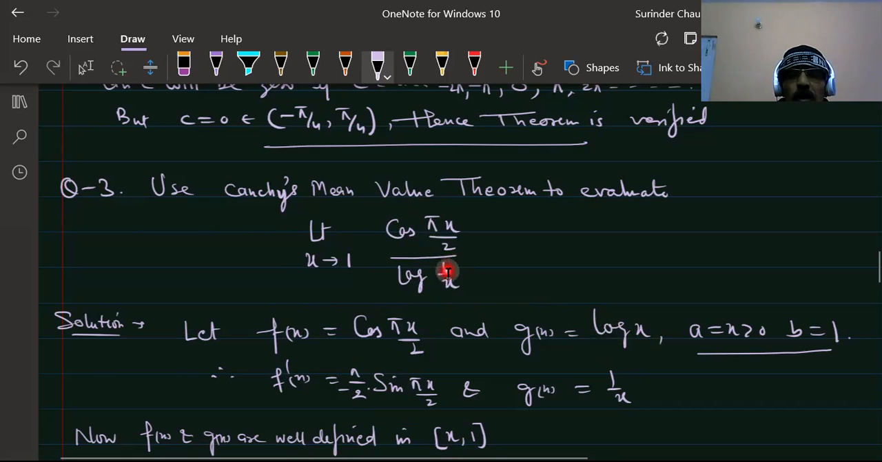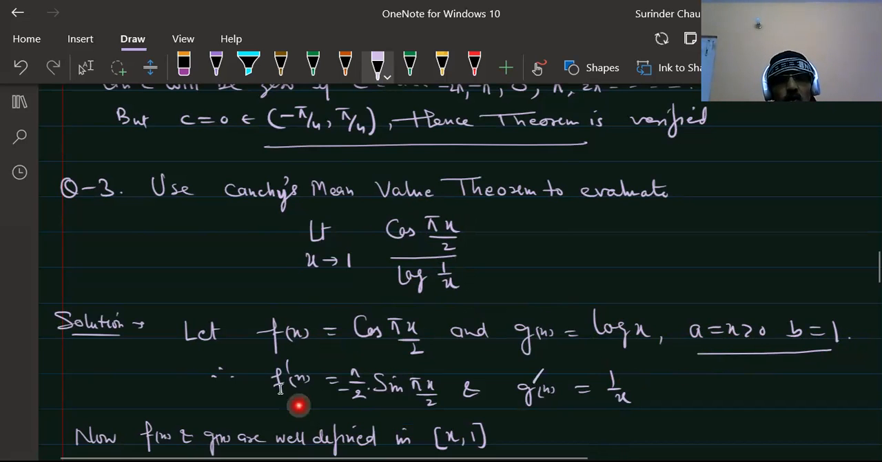So f(x) is equal to cos of pi x by 2 and g(x) is equal to log of x. Now the interval is x greater than 0, with a equal to x and b equal to 1. The interval is from x to 1. Differentiate this f(x) and g(x) similarly.